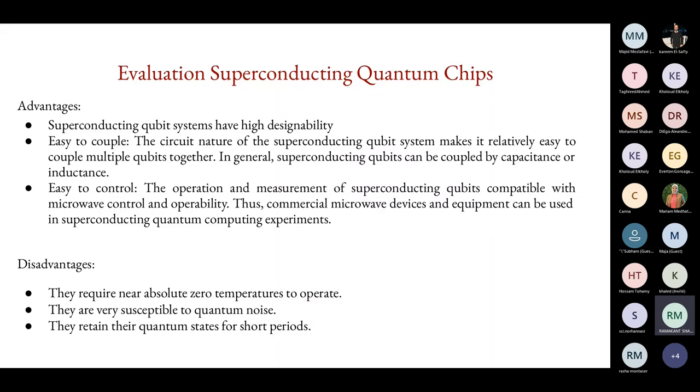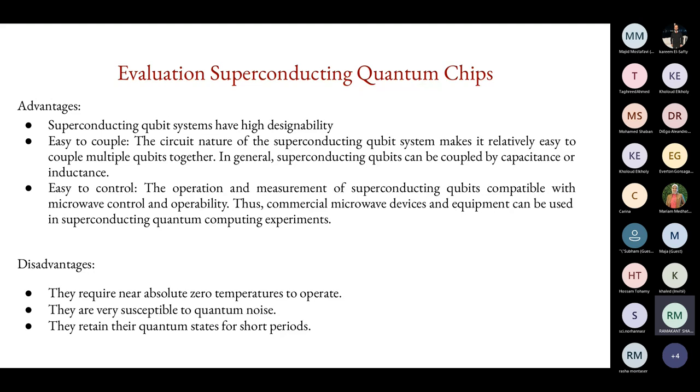Something else, they are still very susceptible to quantum noise. Where is the quantum noise coming from? It comes from resonators, because when we send electrical pulses, that's like sending photons. That would cause noise in the end, because they'll be interacting with the particles at the same scale, so they will be affecting each other.